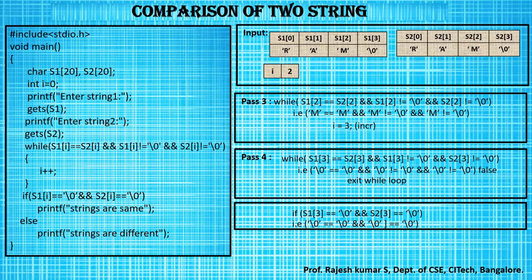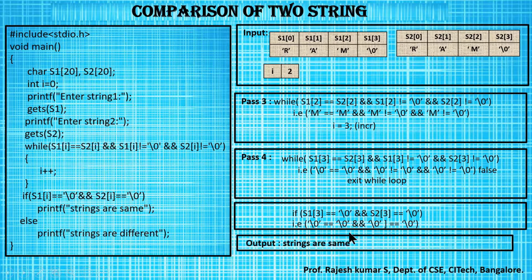If both the conditions are true, yes, the condition is true, then students, this bracket is not there. Please ignore this bracket over here. If both the conditions are true, I'll print strings are same. Okay, this is the logic, the logic of a program to compare two strings.